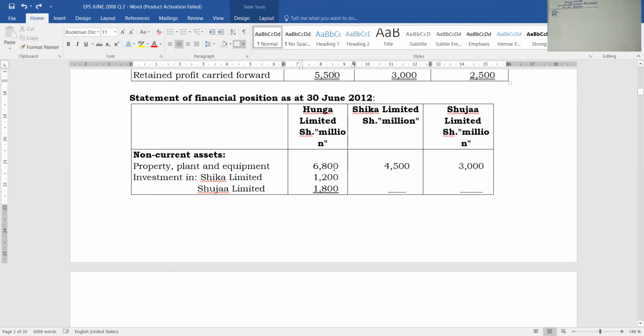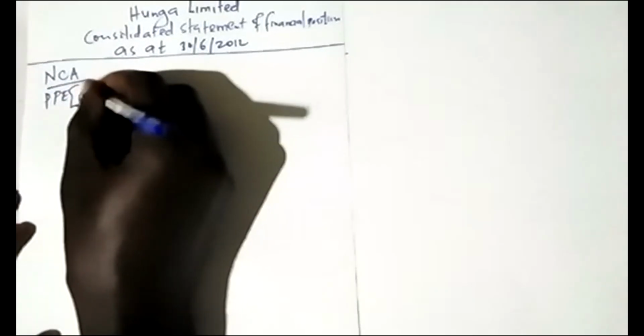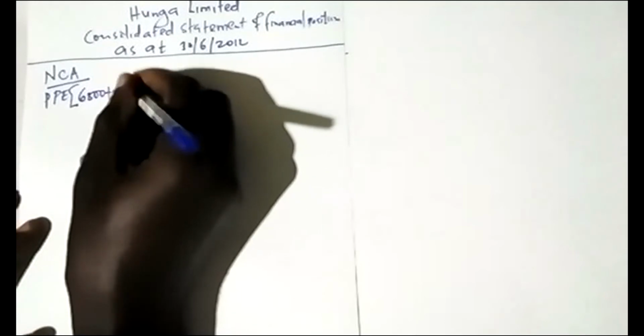So I will take 6,800 plus 3,000. And remember that the transactions of Shuja, you don't have to apportion. Even if the subsidiary was acquired 1 month to the end, never apportion its transactions under the statement of financial position. You take the full figures. So we take my 6,800 plus 3,000.